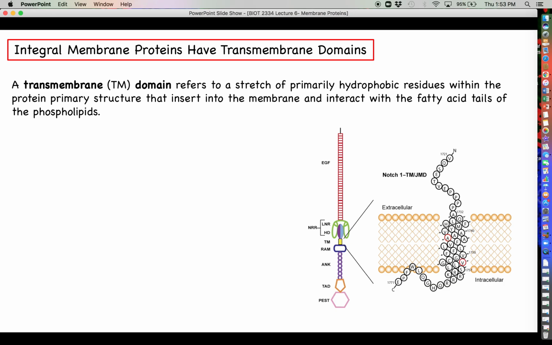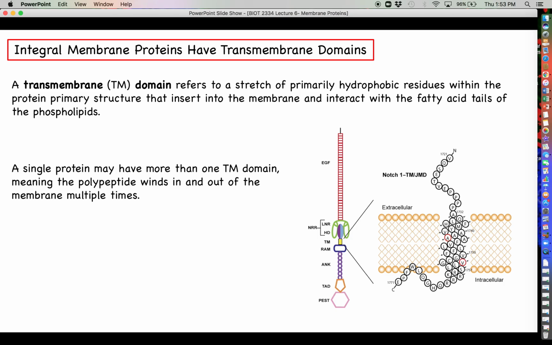And by doing so like this, the side chains that make up the transmembrane domain are able to interact with other hydrophobic substances, that being the fatty acid tails of each phospholipid, and in doing so they also achieve their primary purpose, which is to stay away from water.